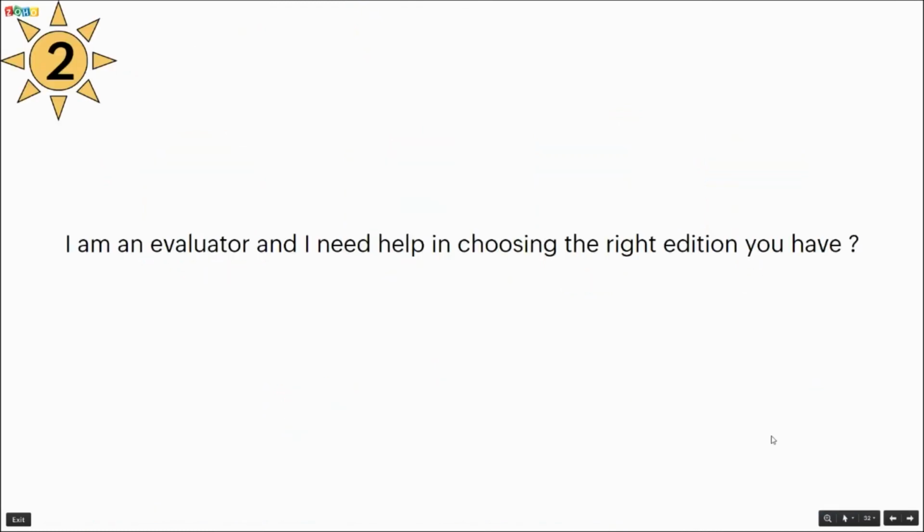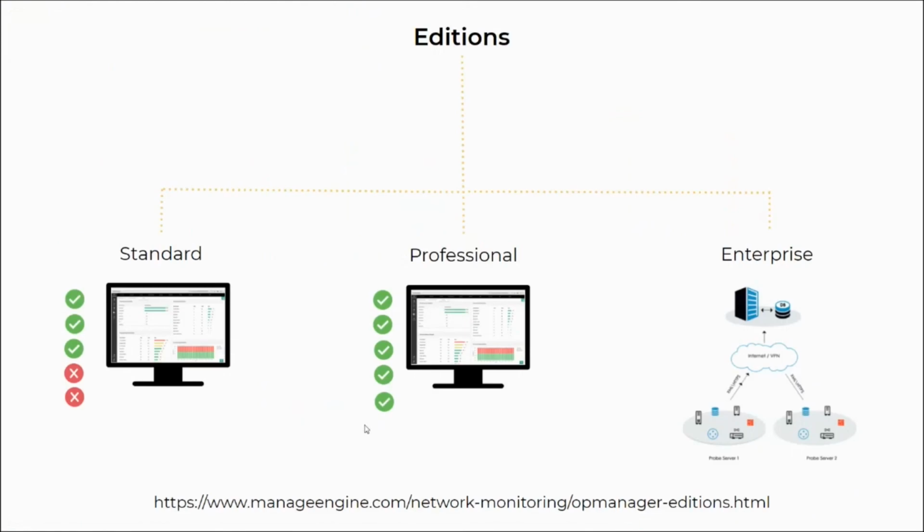Moving on to the next question. I am an evaluator and I need help in choosing the right edition. In OpManager, we have three major editions available within the product. One is the standard edition, which does the basic monitoring for the devices in your environment. The second is the professional edition, which monitors your entire environment with all the add-ons and all the features. And next is the enterprise edition or the distributed architecture, where you'll have a central server and multiple probe locations where you can monitor n number of devices in your environment.